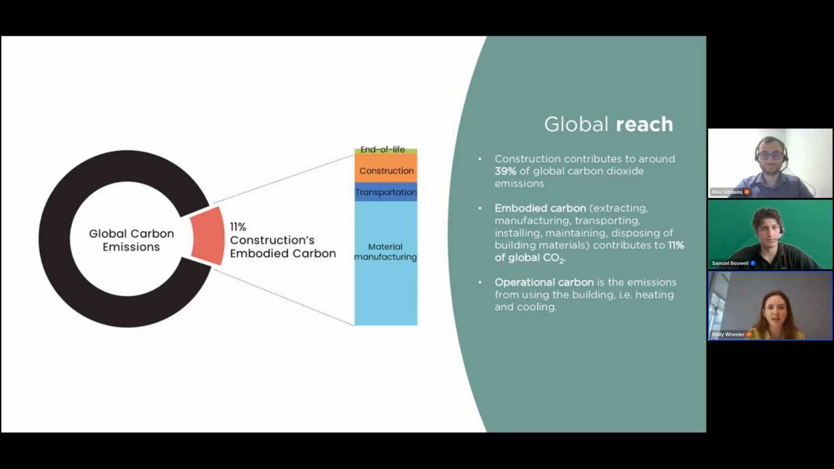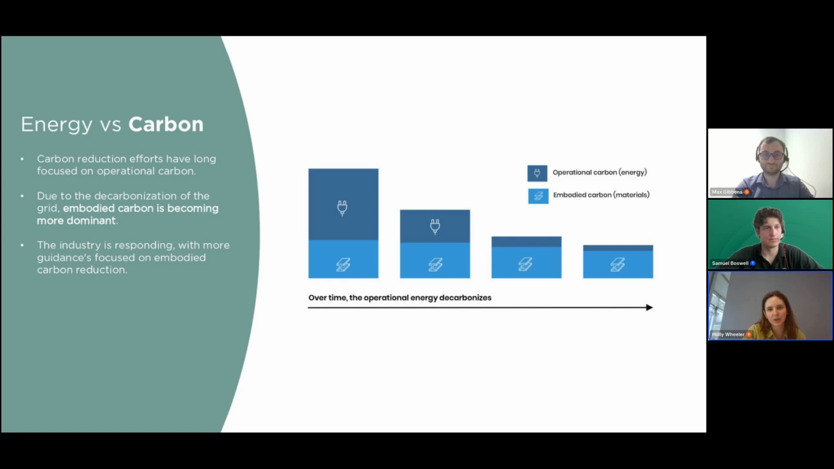Construction emissions are generally split between embodied carbon and operational carbon. Embodied carbon accounts for 11% of global carbon emissions, and that comes from your material manufacturing, transport, your construction, and end of life, whereas operational carbon is more focused on how the building is being used, so any energy related to its heating and its cooling. Typically, the industry was focused in the past much more on operational carbon, and there's lots of guidance and policy around that already in place.